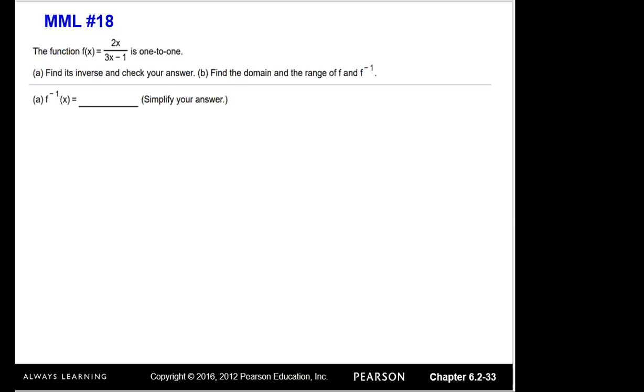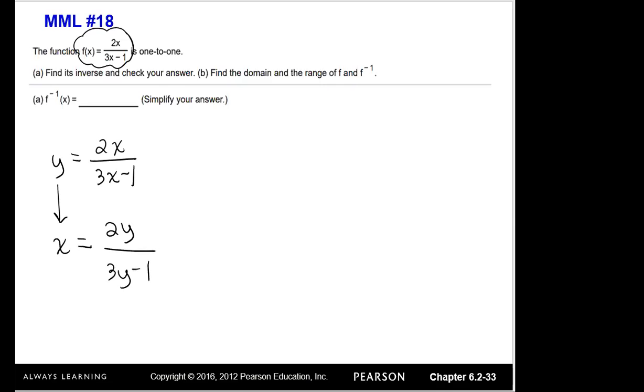First things first, let me go to the original function, which is this one here. And instead of f of x, I'm going to write y. y is equal to 2x over 3x minus 1. And then I'm going to switch my x's and my y's. So in place of my y, I'll have an x. And in place of my x's, I'll have y's. So this will be 2y over 3y minus 1. This is step 1.